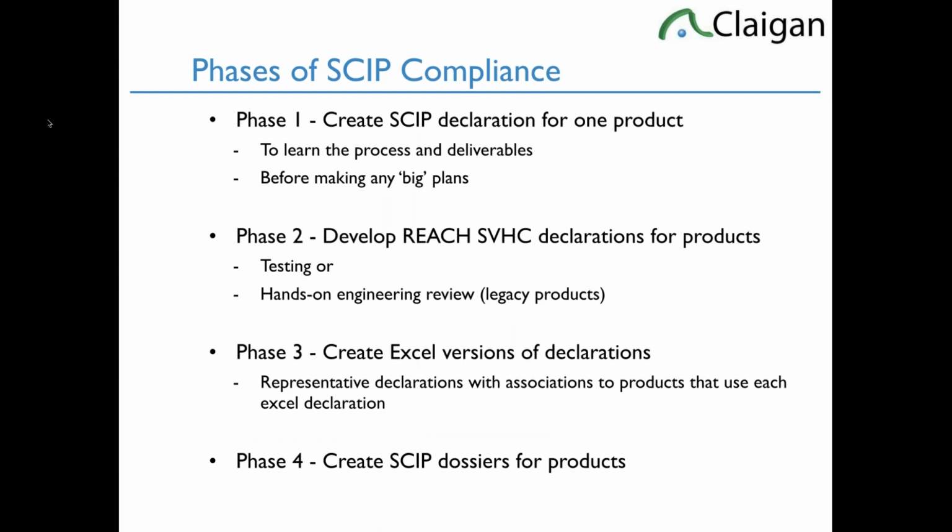So what we recommend, the phases to SCIP compliance: create a declaration for one product. People try to sell you things. This is how you do 1,000. This is how you do all your products. Don't start by doing all your products. When I'm cooking a cake for the first time, I don't go, okay, what I'm going to do is set up to cook 100 cakes, and one's going to be a mousse, and one's going to be cheesecake, and one's going to be classic pie.